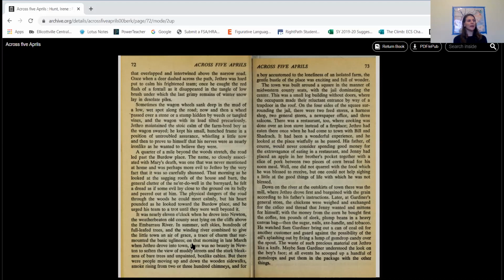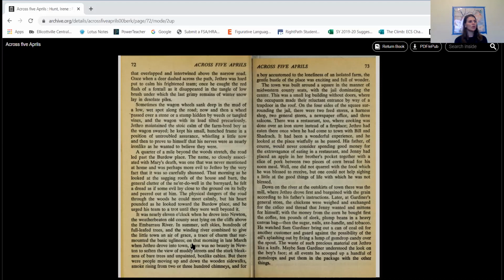A quarter of a mile beyond the wood stretch, the road led past the Burdow place. So let's pause for a second to remember who the Burdows are. Do you remember the story of Mary's death? There was a Travis Burdow that had shot the gun. And it went through kind of the whole family history of the Burdows, that they're just not trusted. This name is going to be very important, not only in this chapter, but as we continue on. So you want to remember that Burdow name.